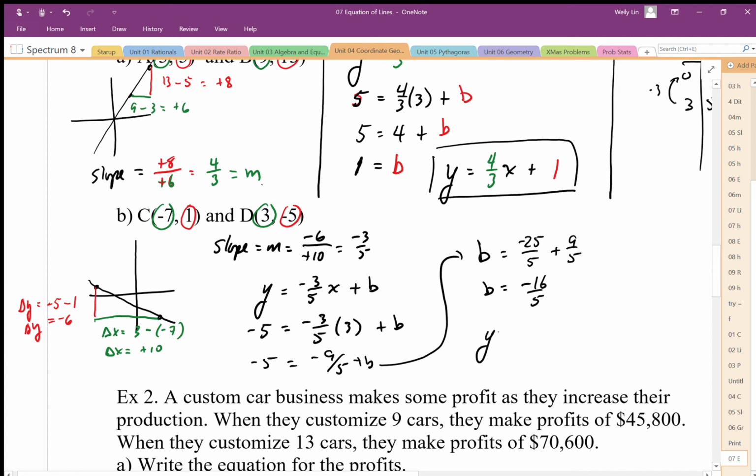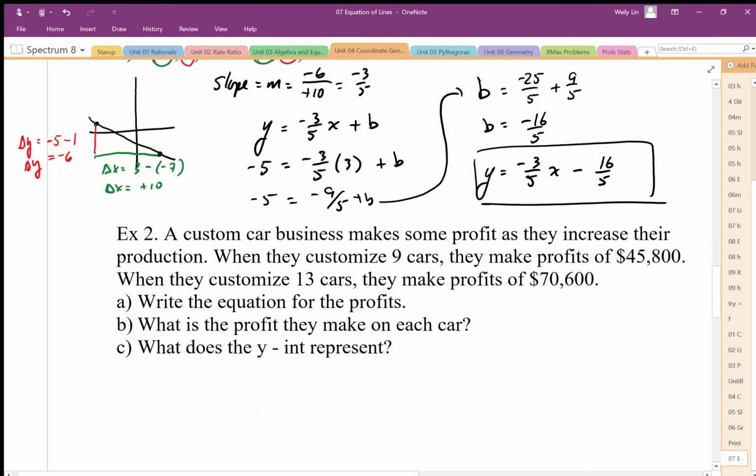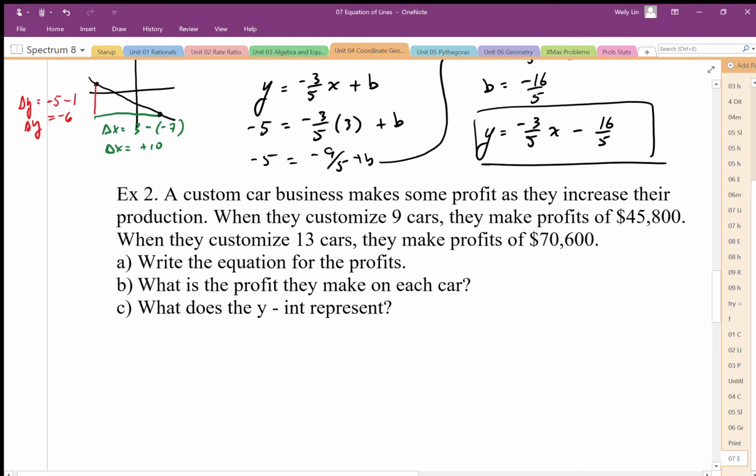Okay, so y equals -3 over 5. The slope looks about right. It's going down. Minus 16 over 5 is the y-intercept. Okay, so there it is. So to work out the slope, plug in our x and y, we can work out our equation that way. Okay, so here we have a custom car business.